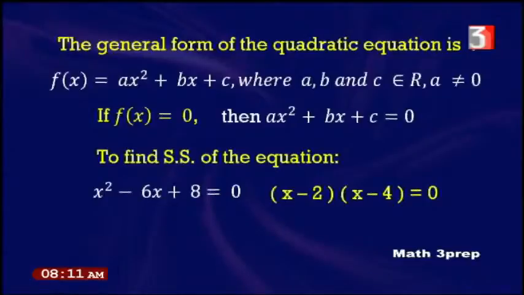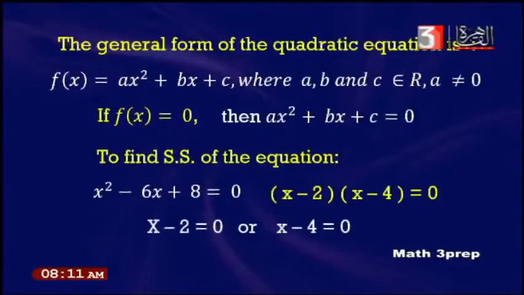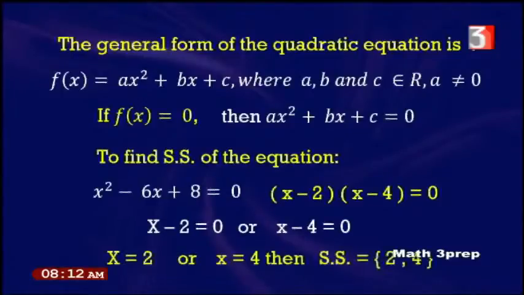In this case, you have two brackets multiplied by each other equals 0. So either x minus 2 equals 0 or x minus 4 equals 0. Then can you find the value of x in each case? Of course, yes. How? So x will be equal to 2 or x will be equal to 4. And in this case, we can say that the solution set is {2, 4}. What does it mean that the solution set equals {2, 4}?